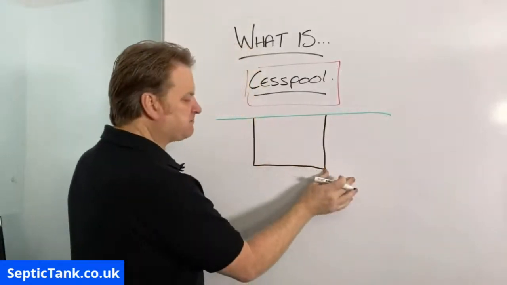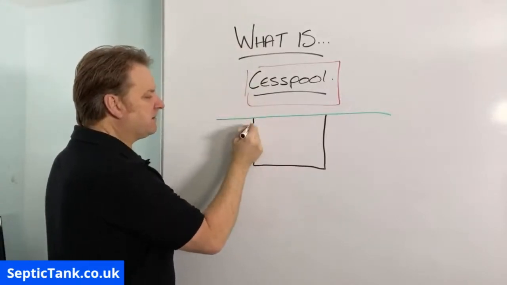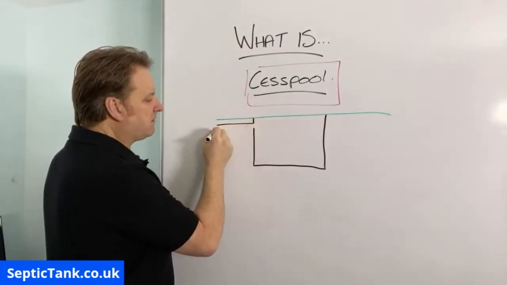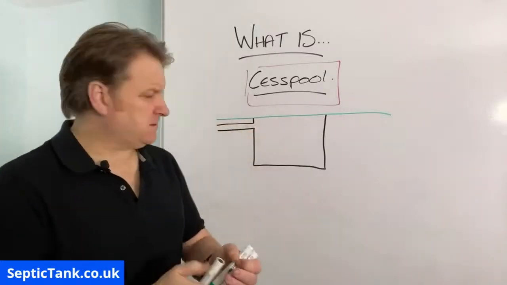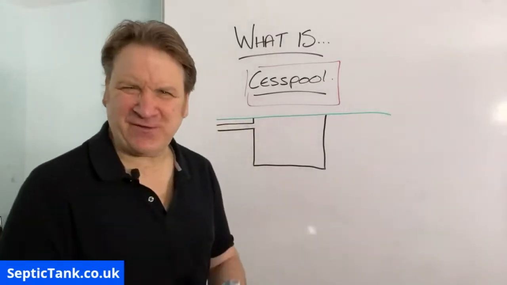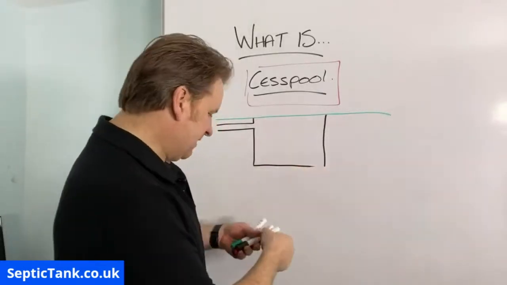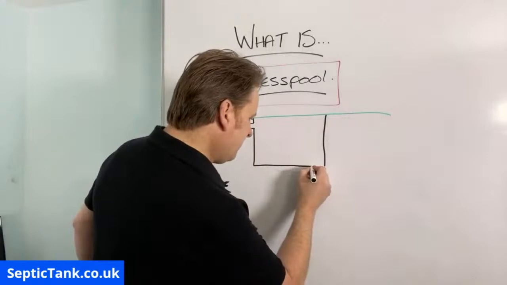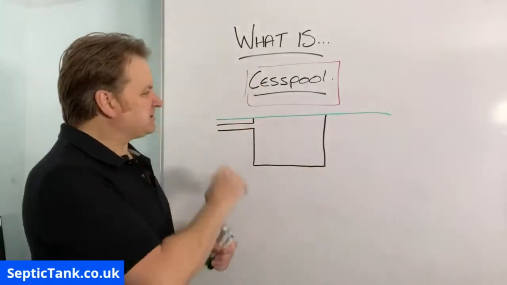So a cesspool will have an inlet, like so. Oh god, it looks really wonky, I'm sorry about that. There we go. How about that? Is that a bit better? Yeah, okay, that's a bit better. All right, so a cesspool.